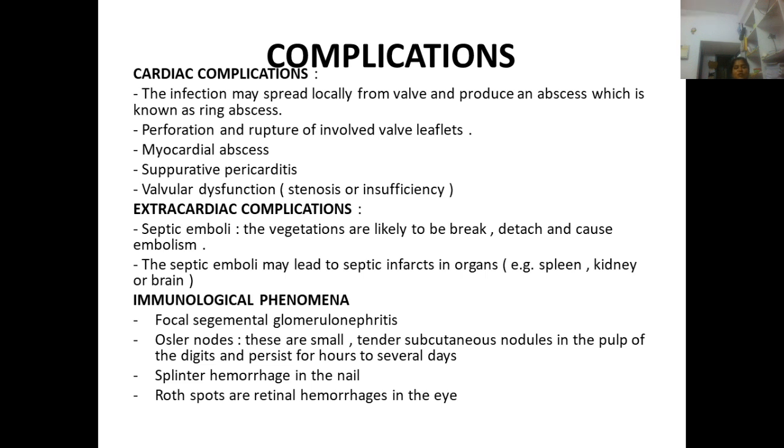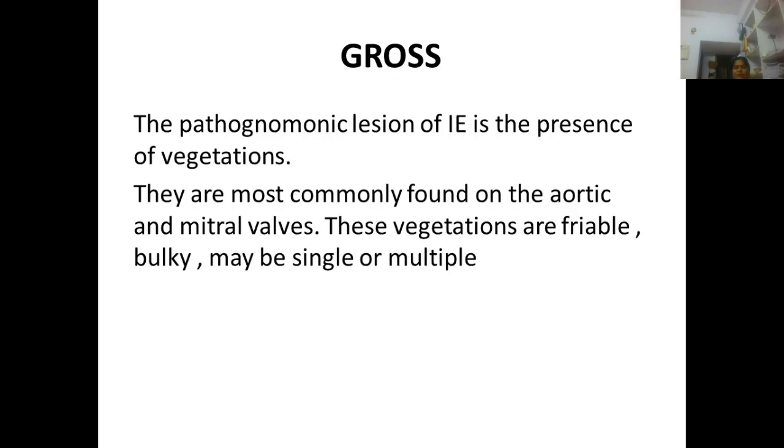Immunological phenomena: focal segmental glomerulonephritis can be seen, and Osler nodes. How do these nodes look? They are small, tender, subcutaneous nodules in the pulp of the digits and persist for hours to several days. There are also splinter hemorrhages in the nails, Roth spots and retinal hemorrhages in the eyes. So these are the cardiac complications, extracardiac complications and immunological phenomena.